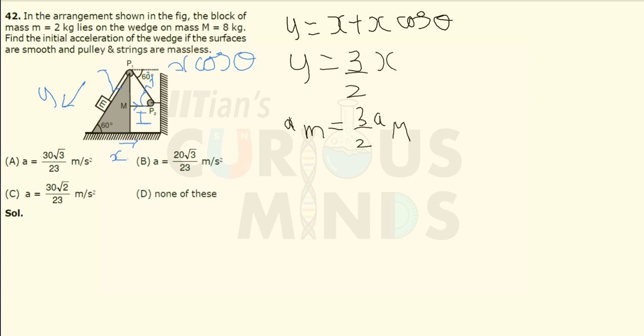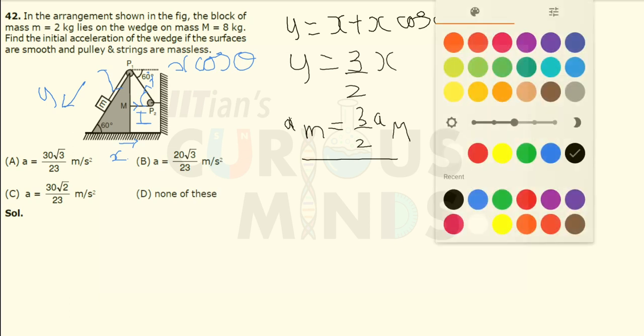Now understand that all these accelerations are with respect to the ground. The first acceleration that I got will be with respect to the ground, and the second acceleration I got will be with respect to the larger mass capital M. So now let us keep it as it is, and proceed with the next part, that is the free body diagram for the smaller block.